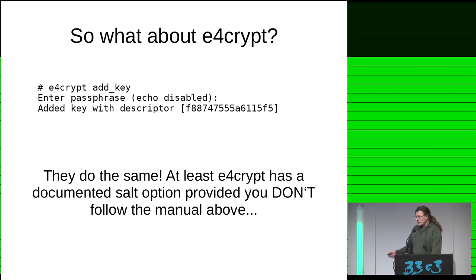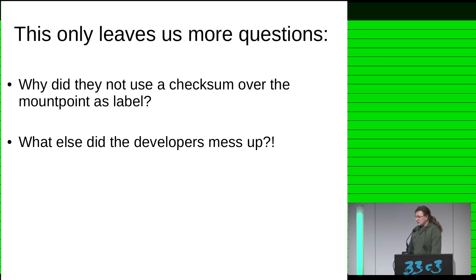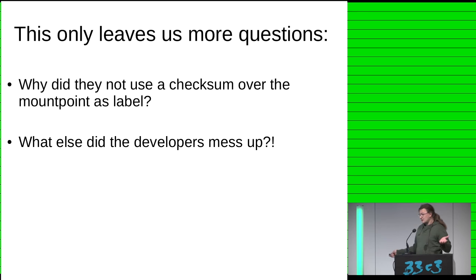So what about E4Crypt? Actually, E4Crypt does the same. It has e4crypt add_key, where you can enter a passphrase, and you add a key with a descriptor, and it basically does the same. At least it provides a documented salt option, which is undocumented in the previous tool, but it's basically the same issue. So why did they not use a checksum over the mount point as a label? And what else did the developers mess up? These are the questions that they leave us with. I have no idea how one comes to the idea to drop a hint of the password in the label.